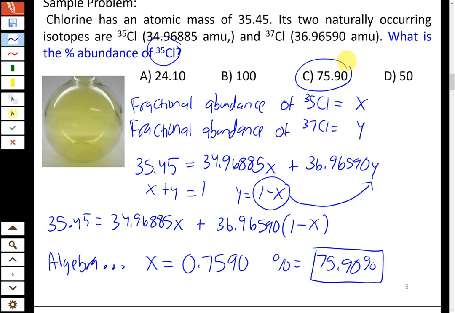So that's just using the exact same relationship. That's really the only relationship we're going to have for atomic mass as a definition, which is just fractional abundances multiplied by masses, getting a weighted average, and then just look at what you're asked to solve for and piece together the rest. So any questions on that concept or those two problems?